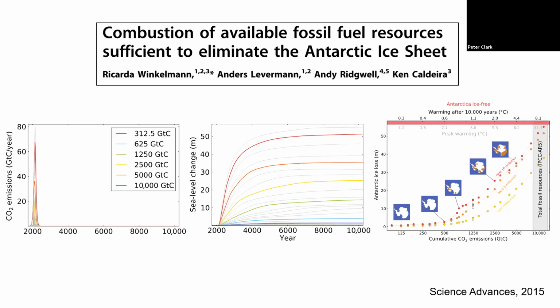In this case, they used a simple carbon cycle model to convert that into atmospheric CO2, and then drive the PISM ice sheet model for Antarctica to come up with sea level change associated with the loss of the Antarctic ice sheet for these different emission scenarios. That's shown in the middle panel, the sea level change associated with just the Antarctic ice sheet.